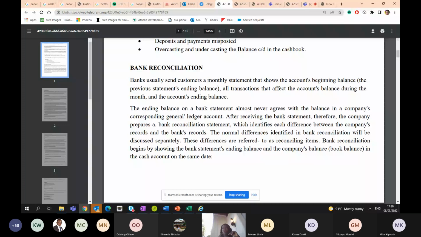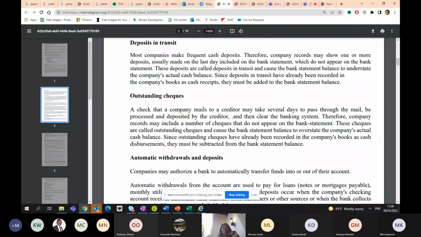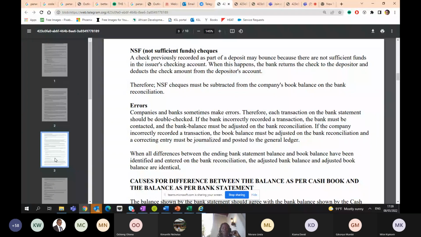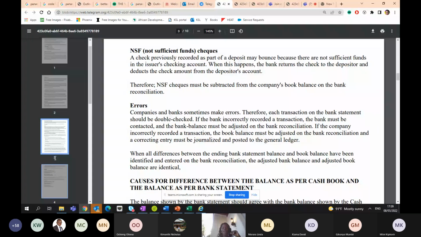Now, in order to look at this, there are two ways of correcting the differences. For exams, the biggest trick is to know what you correct in your cash book, and what you correct when you do the bank reconciliation. I'll just go ahead, then I'll come back. So worry not, we will be back.